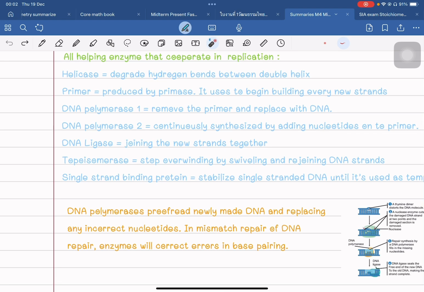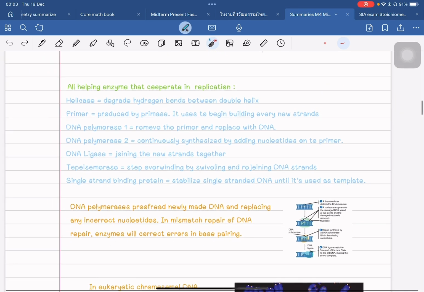Next is topoisomerase. It stops overwinding by swiveling and rejoining DNA strands. Then the last one is the single strand binding protein. It stabilizes single-stranded DNA until it's used as the template.